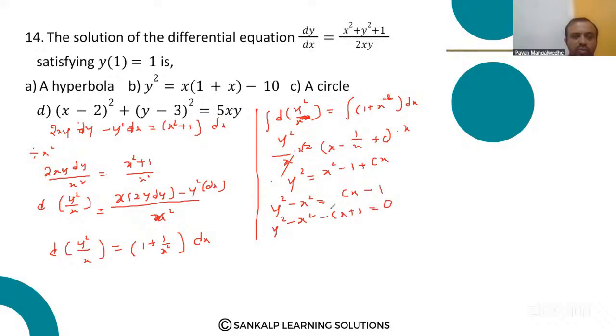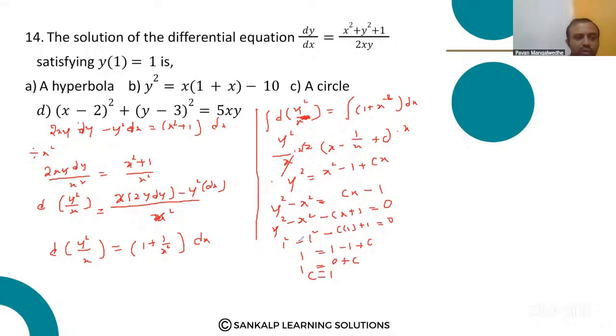So y of 1 is 1 now, that is x equals 1, y equals 1. Substituting this, 1 square minus 1 square minus c into 1 plus 1. So 1 equals 1 minus 1 plus c, that is 0 plus c equals 1. So c equals 1.